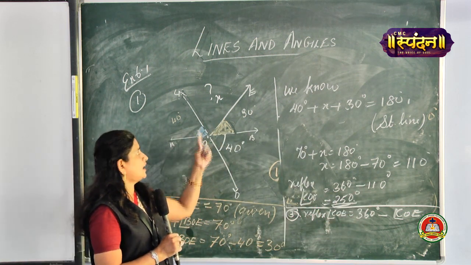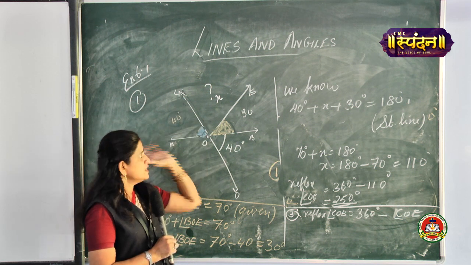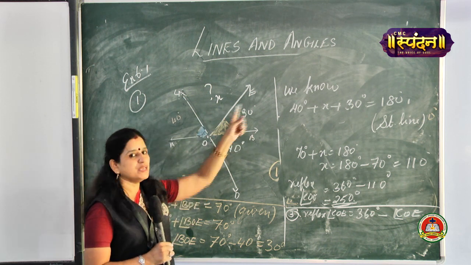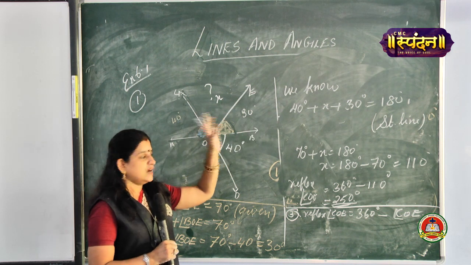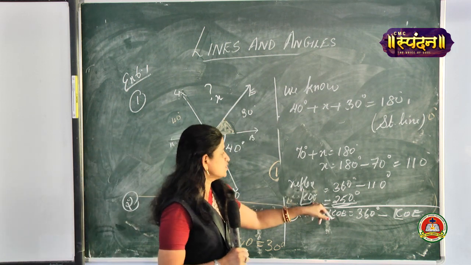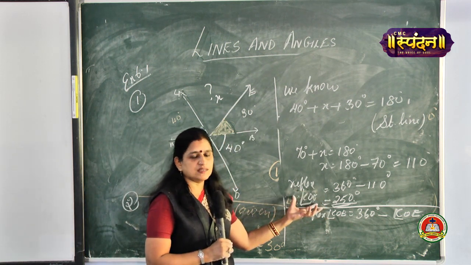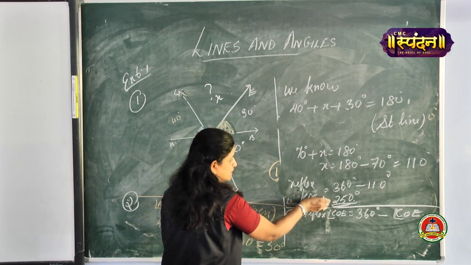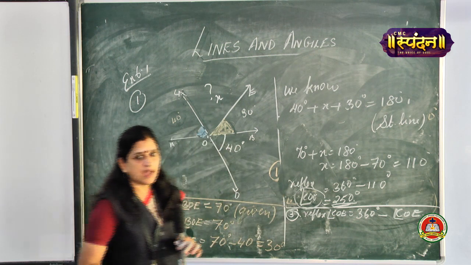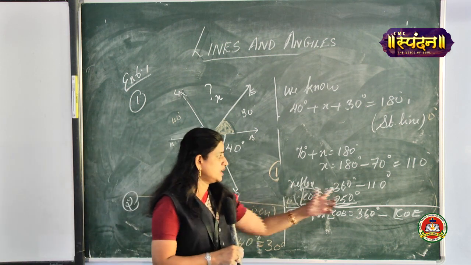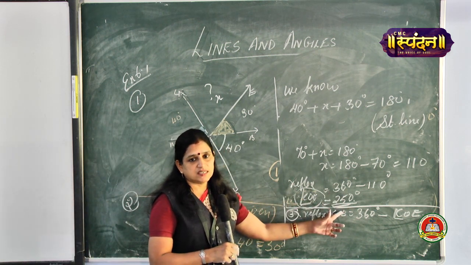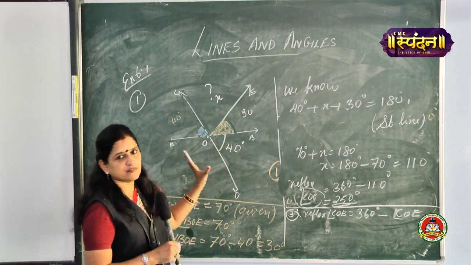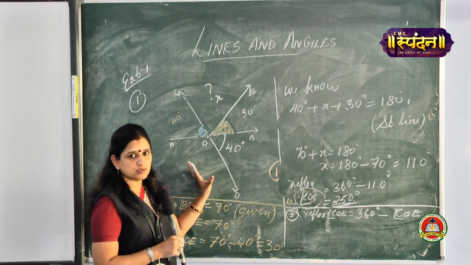So you have got 3 parts in this question. First you have to find angle AOC, first step. Second step you have to find angle BOE, and third step you have to find reflex of angle COE. For finding the reflex of angle COE, first I should know the value of angle COE. After finding angle COE, I will be subtracting it from 360. So first, whatever the information is given in the question, you will be using that.